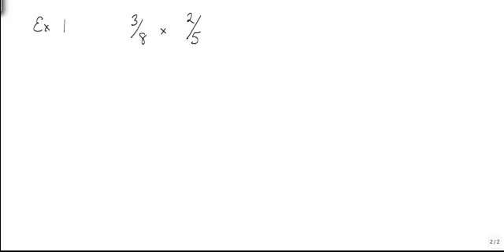So let's look at our first example. I have 3/8 times 2/5. And the nice thing about this is when you're multiplying or dividing fractions, you do not have to get a common denominator. Yay! We do not have to have a common denominator. If you get one, that's okay. But it's not necessary.